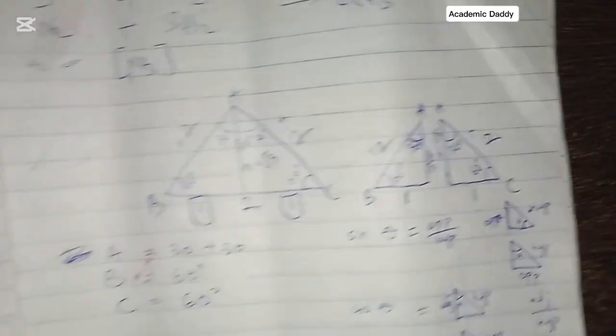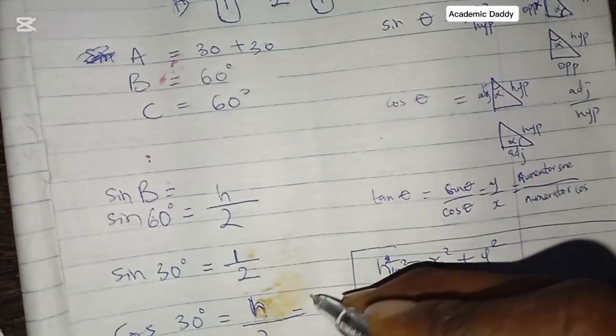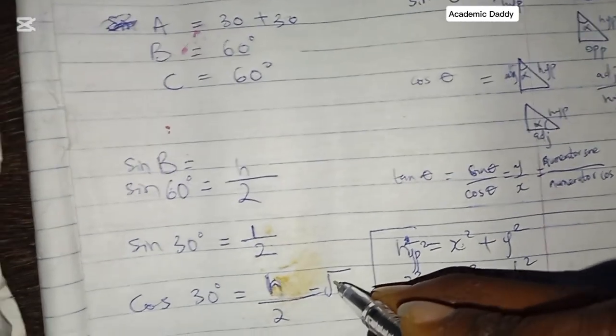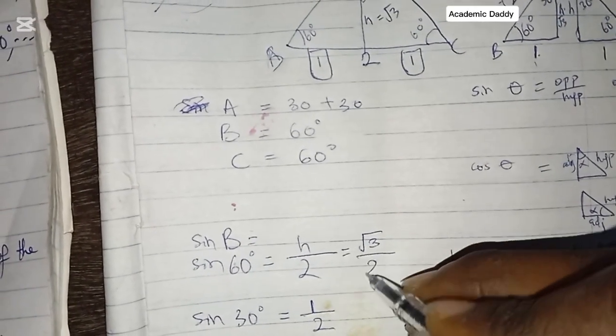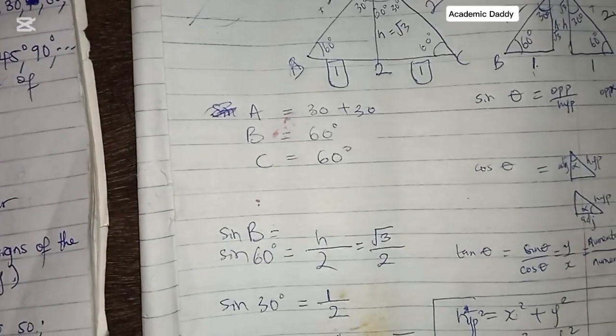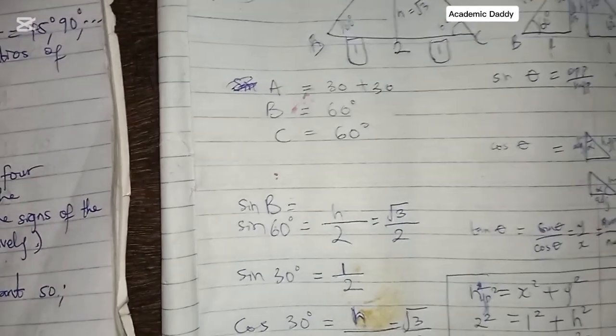Now that I've gotten this to be root 3, I'll come here and replace this. So this is the sentence saying that cos 30 degrees is root 3 over 2. And this is the sentence saying that sine 60 degrees is root 3 over 2. Now let's move to cos 60 degrees.